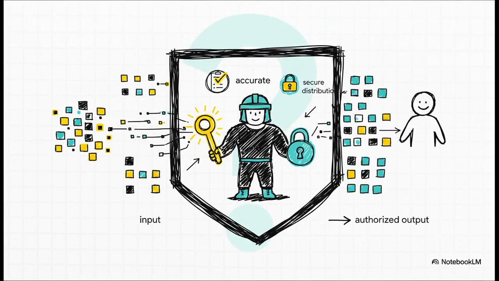So what is this final guardian we're talking about? I mean, after all the data has been gathered, crunched, and processed, what is the absolute last line of defense? Well, it's the control that makes sure the final result is not only correct, but that it also lands only in the hands of people who are actually supposed to see it.